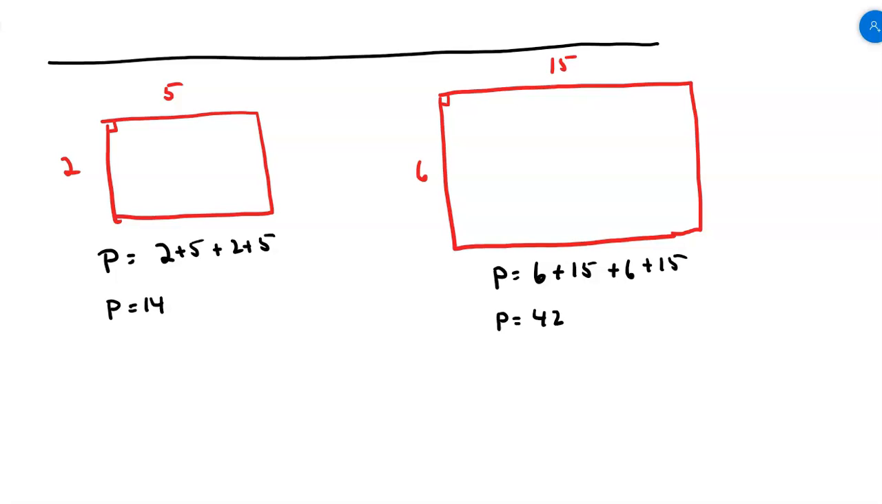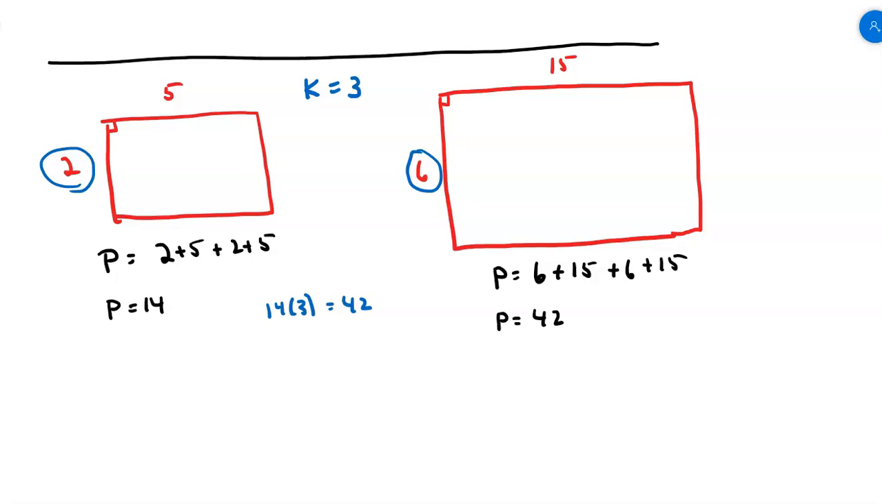If you notice, between the 2 and the 6, I'm multiplying by 3. And the same thing with the 5 and the 15. So I claim that my scale factor is 3. Everything on this bigger rectangle will be 3 times the side lengths of the ones on the smaller rectangle. Well, it turns out the perimeter is the same too, right? If I take 14 times 3, you notice that I get 42. So going by lengths, every length on the new one is 3 times the old one. Therefore, the perimeters are also 3 times.